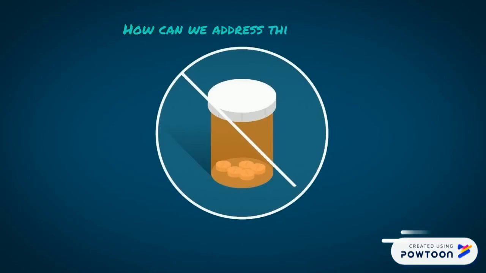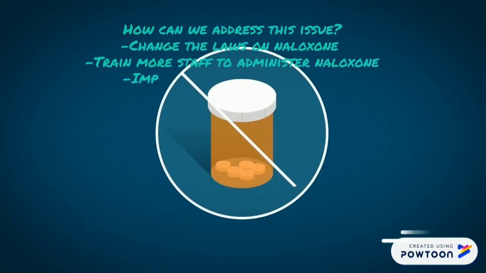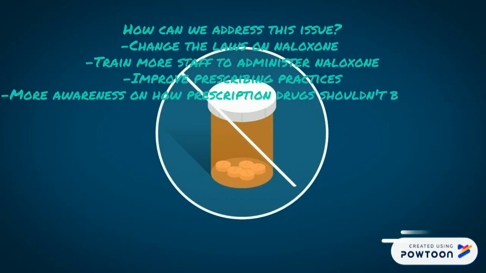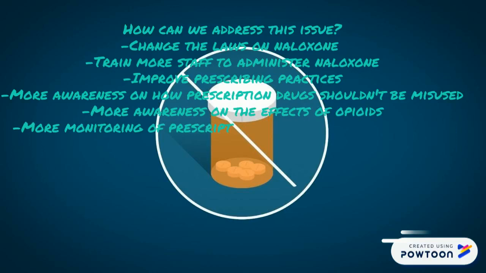We can address this issue by training more staff to administer naloxone since only advanced EMS staff are allowed to. We can also raise more awareness of the effects of opioids and how they should not be misused. This can be a topic of high school health classes. In order to fight against this crisis, we have to work together and spread the word.